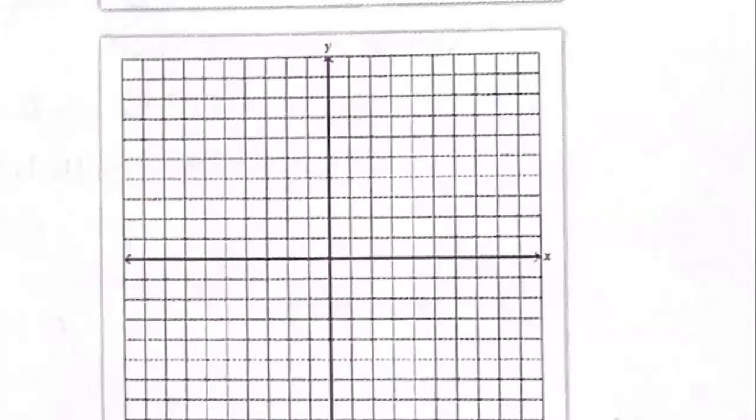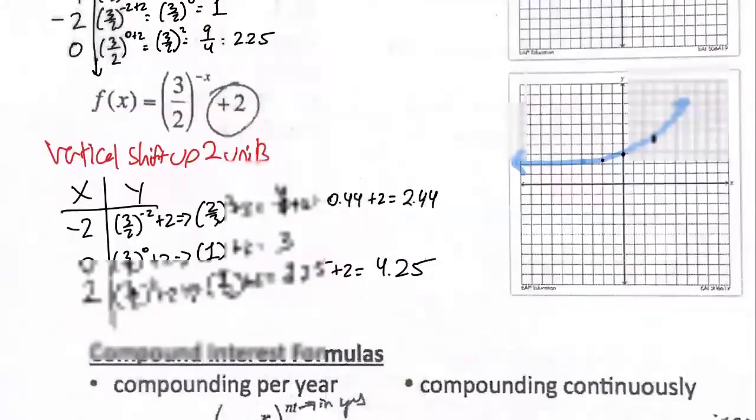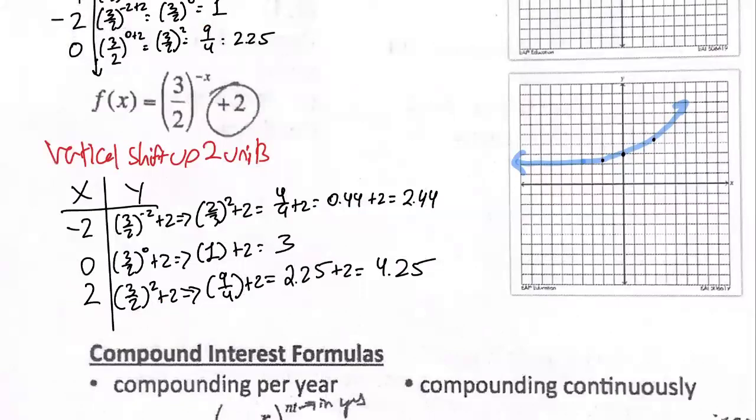So -2 is 2.44, 0 is 3, and then +2 is 4.25. It's right here. And you should have a graph that looks like this. Now, anytime you have a vertical shift, your horizontal asymptote shifts with it.